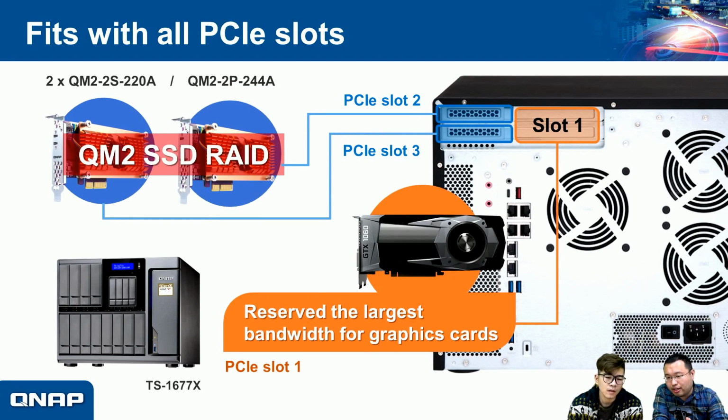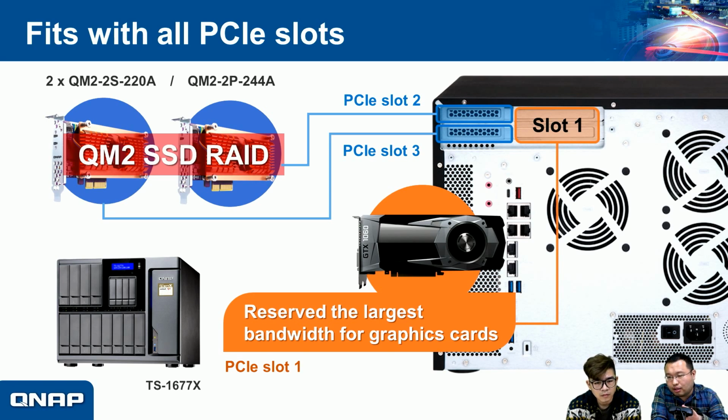So here is an example. Any QNAP NAS with PCIe slots can support the shorter version of QM2 cards. Here I take the example of the new TS-1677X, the 77 family, and also our TVS-882 series and 1685. With slot number 1, you can reserve it because slot number 1 is PCIe 3.0 by 8. It's a very fast PCIe slot. So you can reserve that for your graphics card. You can use it for your virtual machines, or for Qtier, and also for transcoding. Because graphics cards are longer, right? So you can use slot 1 with the best performance.